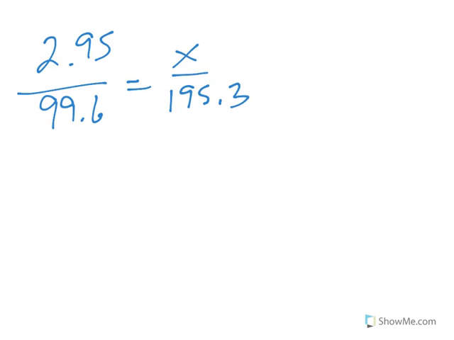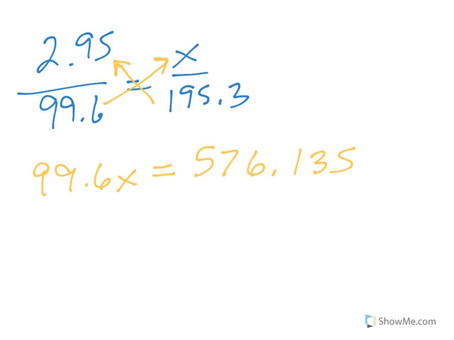Okay, so to do cross multiplication with proportions, right, denominator of one ratio times the numerator of the other. So I will have 99.6x equals, and when I multiply 195.3 times $2.95, I come up with 576.135. Now it's super important that you don't round until the very end. You want to keep your decimals as long as possible. You only round in your final step.